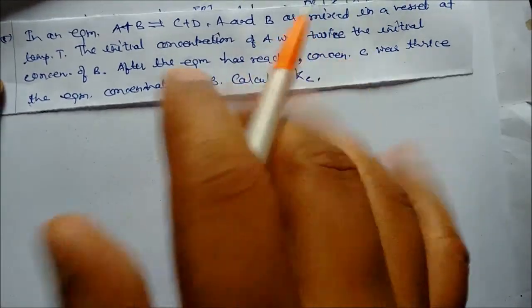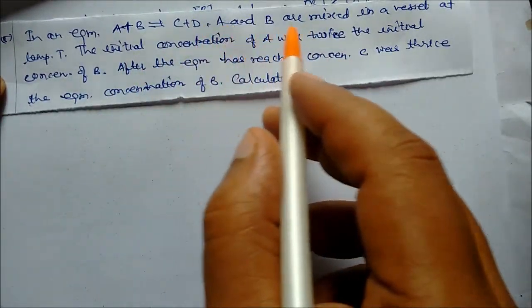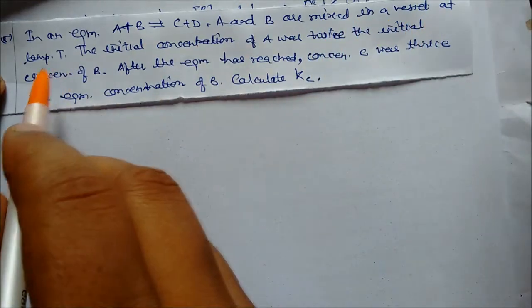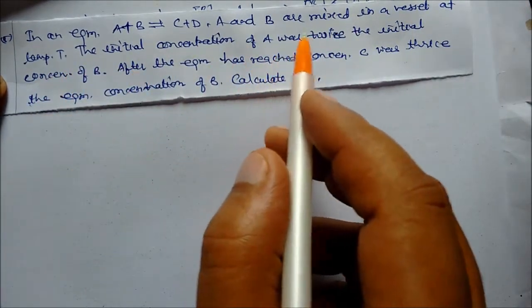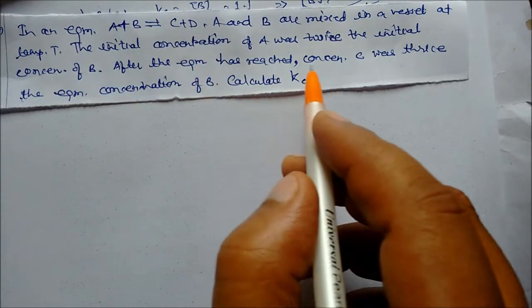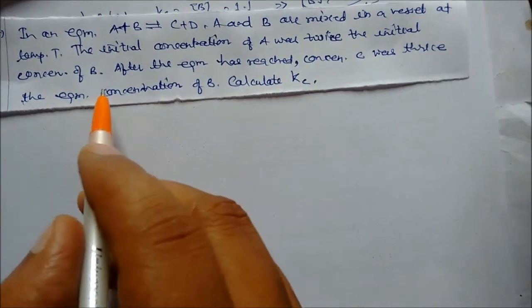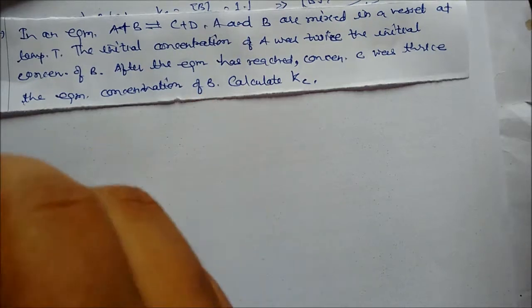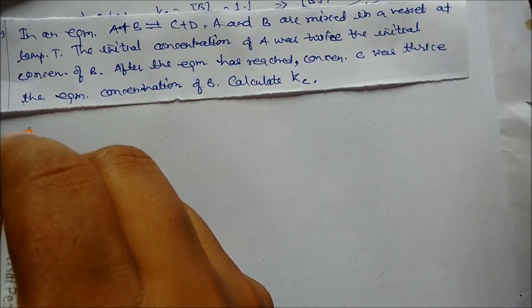In an equilibrium, A plus B gives C plus D. A and B are mixed in a vessel at temperature T. The initial concentration of A was twice the initial concentration of B. After the equilibrium has been reached, the concentration of C was thrice the equilibrium concentration of B. Calculate Kc. So here we will solve this problem.